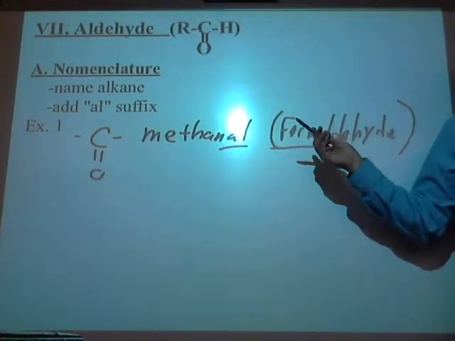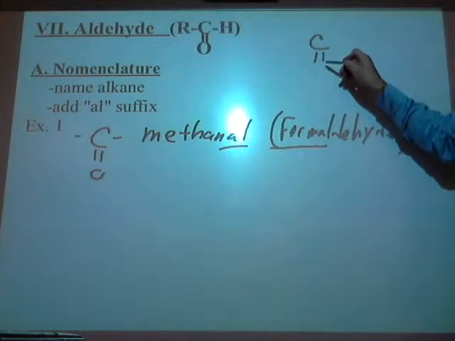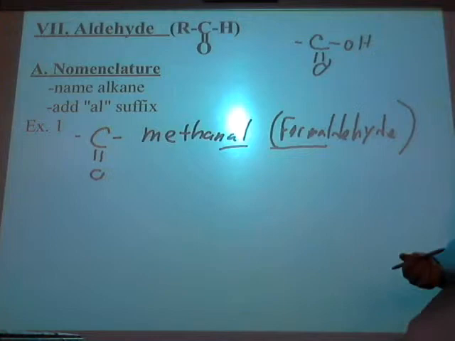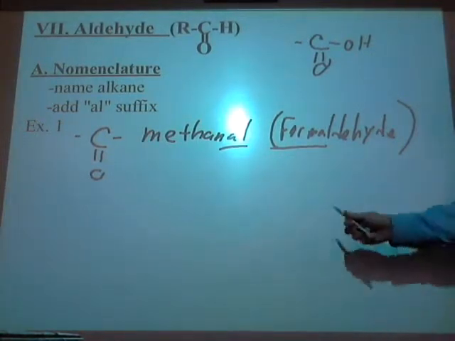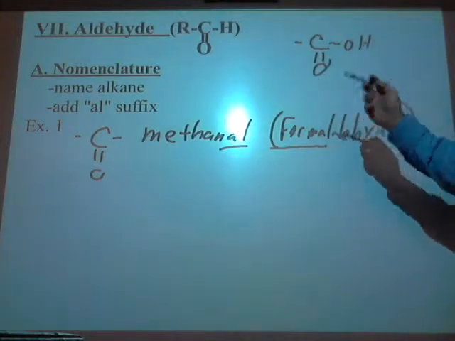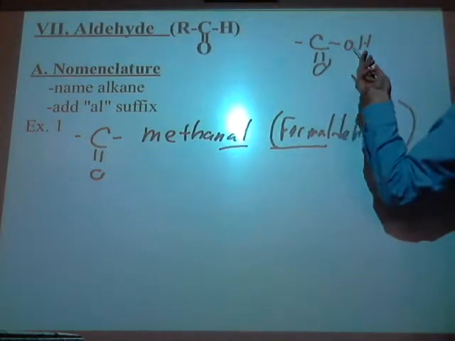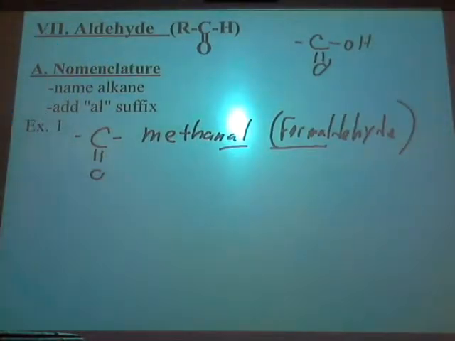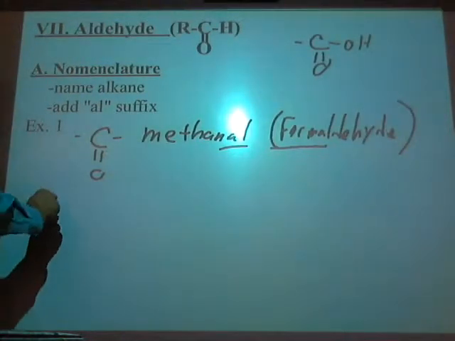Form means what? This is what formic acid was. What do you think form as a prefix in a common naming system probably means? One carbon. Formic acid is the stuff I told you, and formaldehyde too. Formic acid comes from ants, fire ants. All right. Another example would be this one.